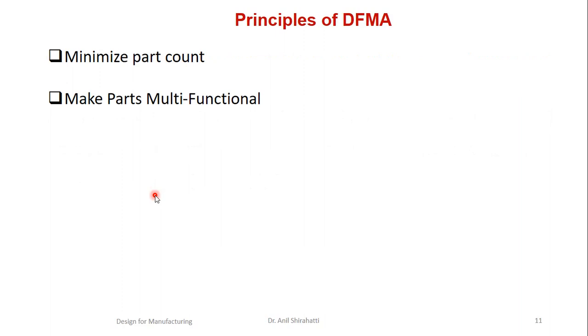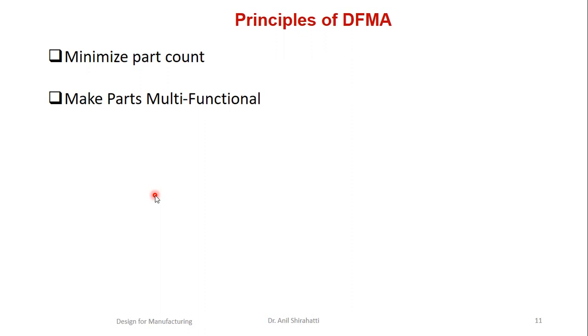Okay, now let's go to the principles of design for manufacturing. So there are more than 12 principles. I'll just list down these principles first, and then we will go through each principle in detail. First is minimize the part count. Number of parts should be reduced.